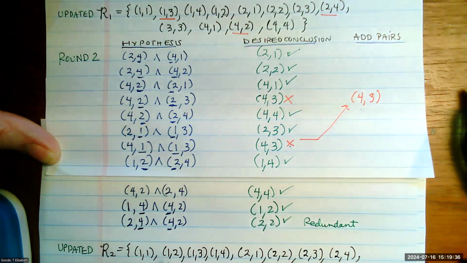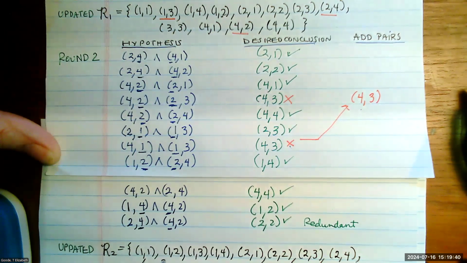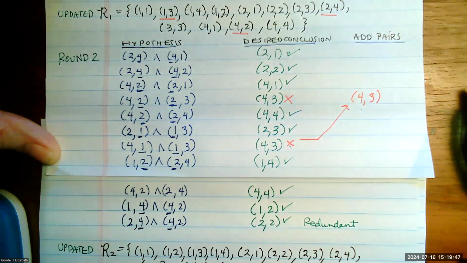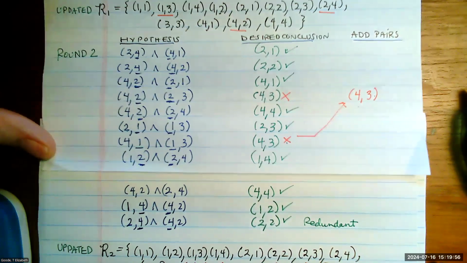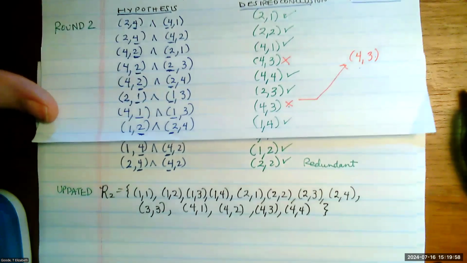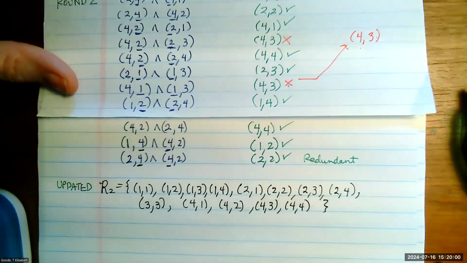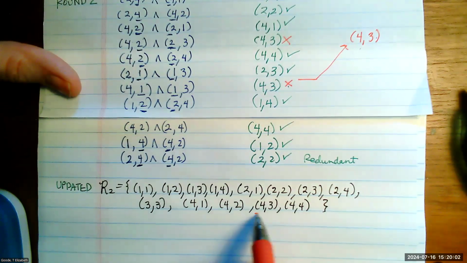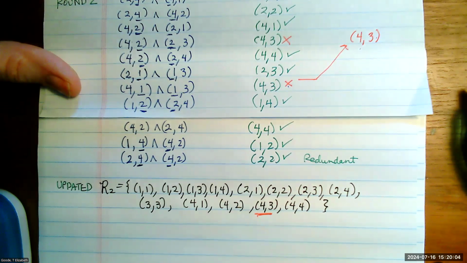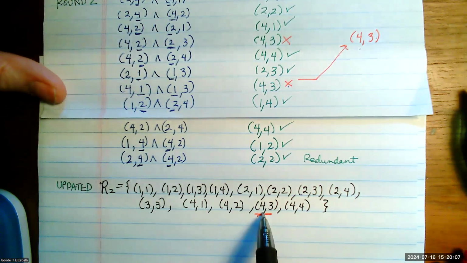No, maybe not, because all we have here is 3, 3. But now we have all of the 4 X's, 4 Y's, 4, 1, 4, 2. We're going to add 4, 3 and 4, 4. So then you have to go ahead and check again, right? For the new added pair. So let's check this one against everything.